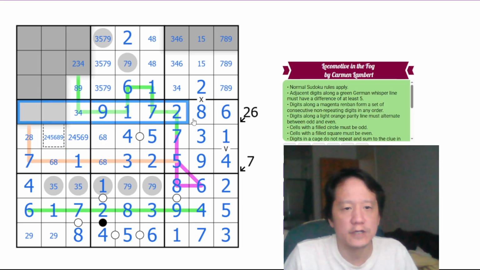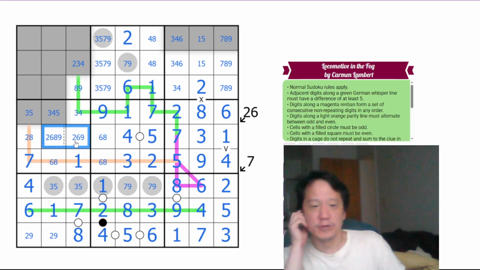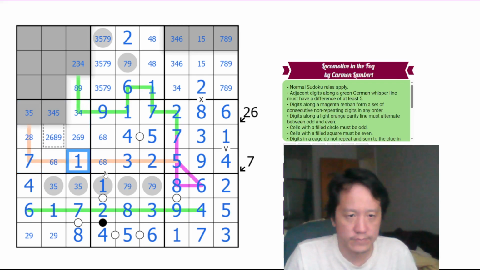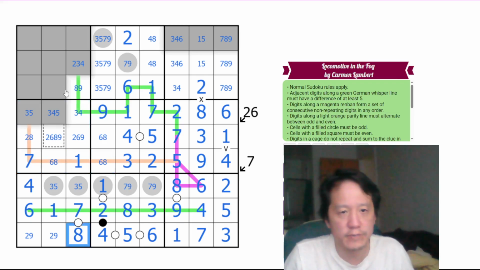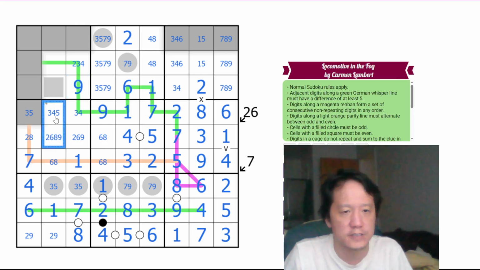Remaining digits in row 4 are 3, 4, and 5. This is next to an even digit on the parity line, so this is 3 or 5. These cannot be 4 or 5, because of the 3, 4, 5 triplet in the box. This 8 means this can't be 8, so this must be 9. This adds up to 14. It has to specifically be 5 and 9 here. So this is 5, this is 9.